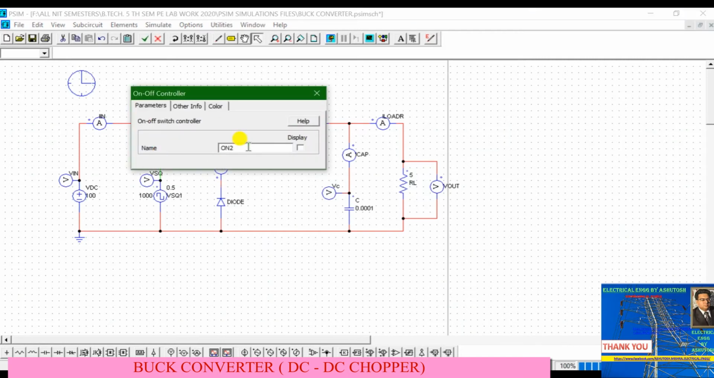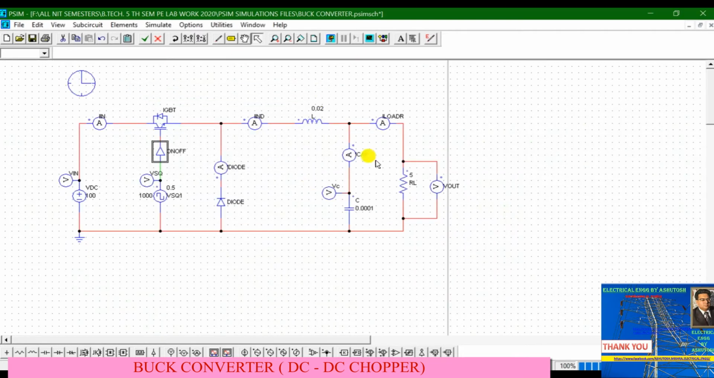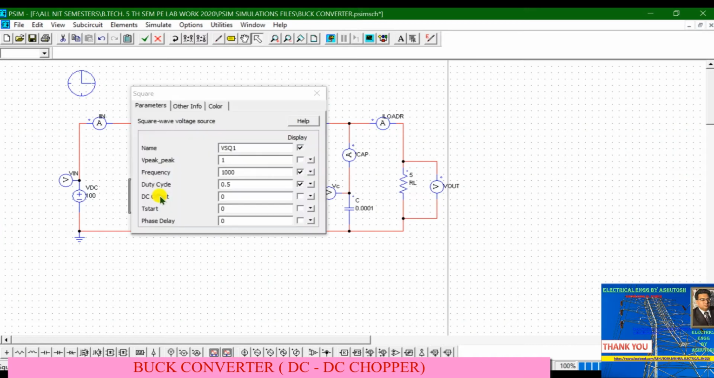This is the on-off controller, and it is connected through this square wave generator or square wave supply, where we have kept the frequency at 1000 Hz or 1 kilohertz. The duty cycle of step down choppers or converters lies between 0 and 1. So we have selected a duty cycle of 0.5.